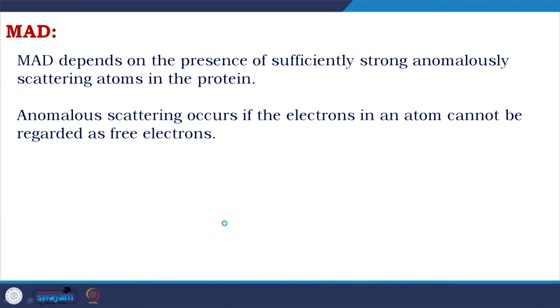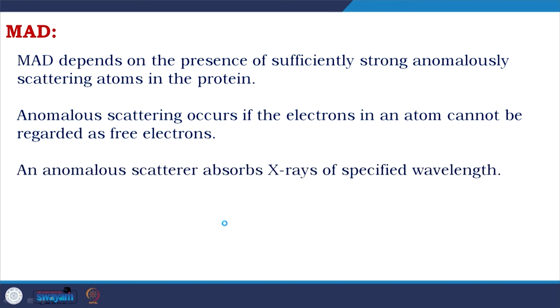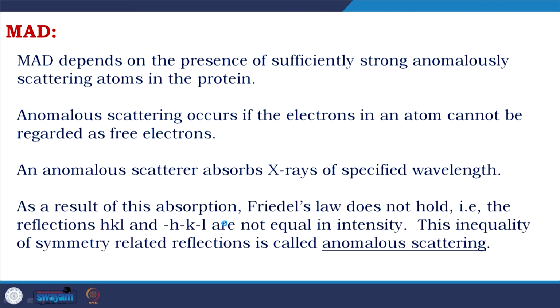Anomalous scattering occurs if the electrons in an atom cannot be regarded as free electrons. An anomalous scatterer absorbs X-rays of a specified wavelength. As a result of this absorption, Friedel's law does not hold, that is, the reflections h k l and minus h minus k minus l are not equal in intensity. This inequality of symmetry related reflections is called anomalous scattering.